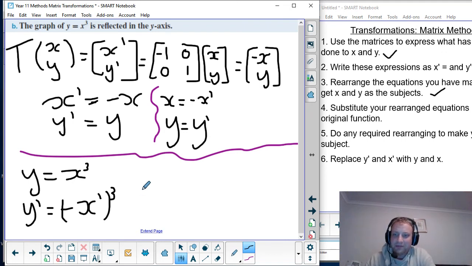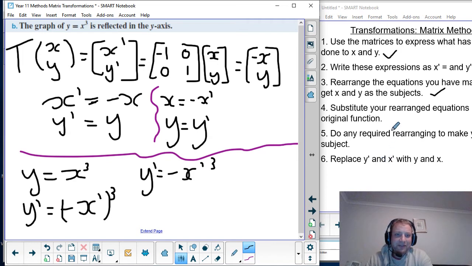Let's just see if we've got any maths that really needs doing. What we can do is get rid of these brackets. It's good to have brackets when we're substituting something for something else, but now we can see what effect the cubed will have on what's inside the brackets. So we know that any negative cubed stays negative, so we might as well just get the brackets out of there. Y dash is the same thing as negative x dash, and that's cubed.